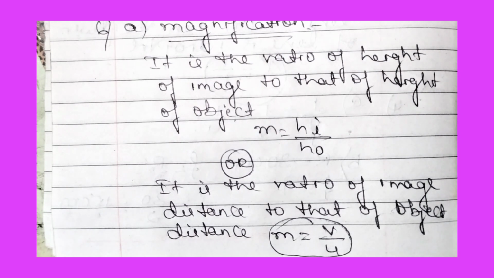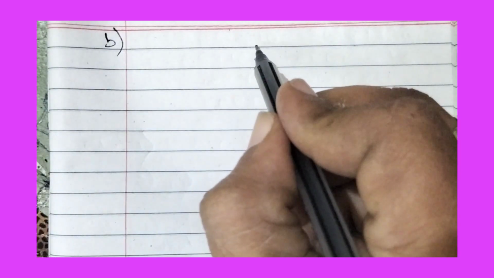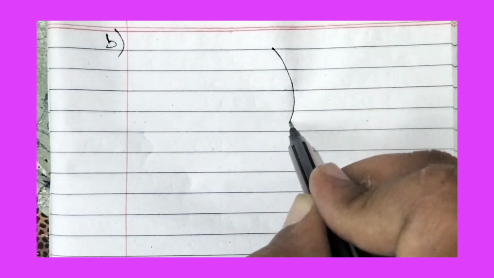Now let us move to the B question, where we have to draw a ray diagram. Sixth B, that is we have to draw the ray diagram. In the ray diagram, this is a concave mirror.